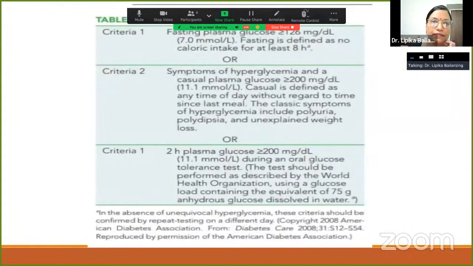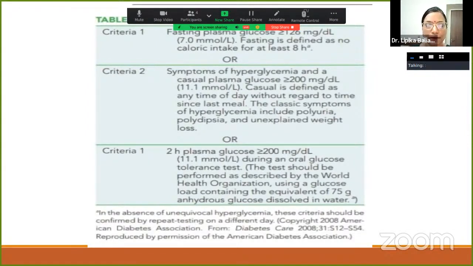Coming to the criteria, either criteria 1 or criteria 2 can be taken. Criteria 1: the fasting plasma glucose more than 7 millimole per liter or 126 milligram per deciliter. Fasting is defined as no calorie intake for at least 8 hours.